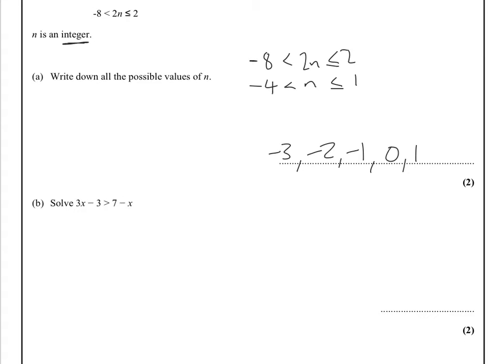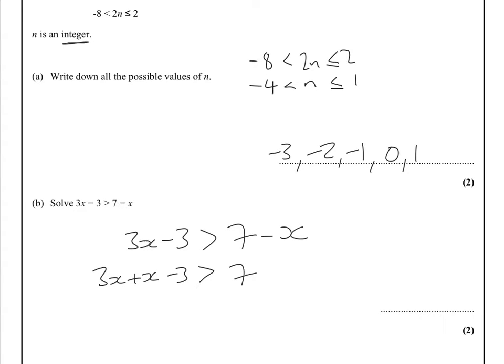Okay, part B. It says solve 3x minus 3 greater than 7 minus x. So I like to treat these just like an equation, and so I'm going to rearrange so that the x terms are on one side and the constant terms are on the other. So we start with 3x minus 3 greater than 7 minus x. I'm going to add x to both sides. That'll get rid of this. So if I add x, I'm going to end up with 3x plus x minus 3 is greater than 7.